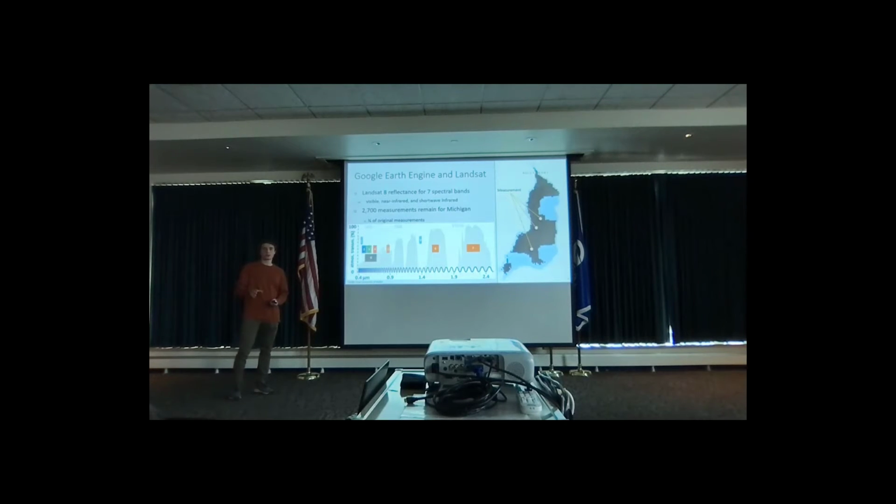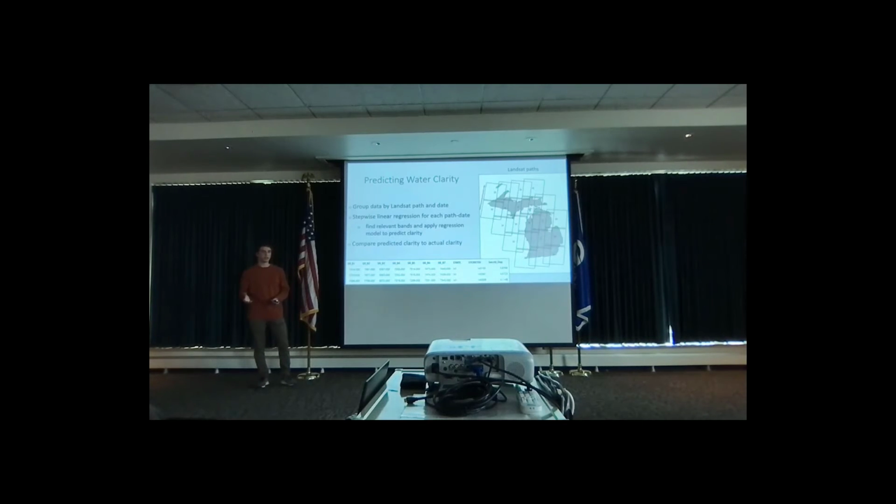Once these points were linked to a Landsat image, I took the surface reflectance from 7 different bands, and you can see these bands right here. The most important ones were bands 1 through 4, which are within the visible spectrum, but I also took the bands that exist within near infrared and shortwave infrared as well. Those original 22,000 points were reduced to 2,700 after matching all the individual measurements to a Landsat image, and this is about 1/8 the original number.